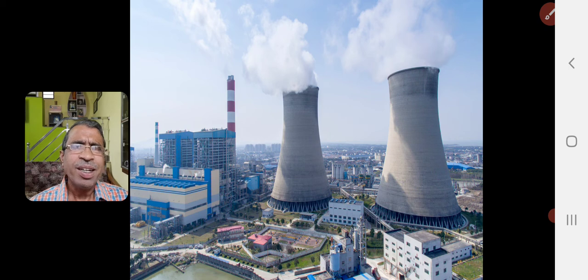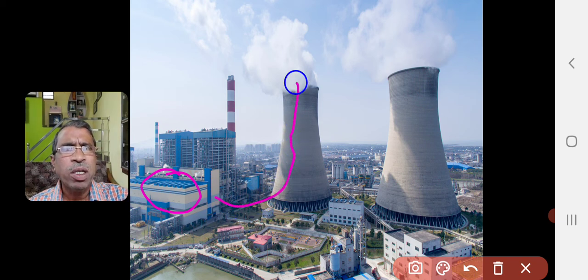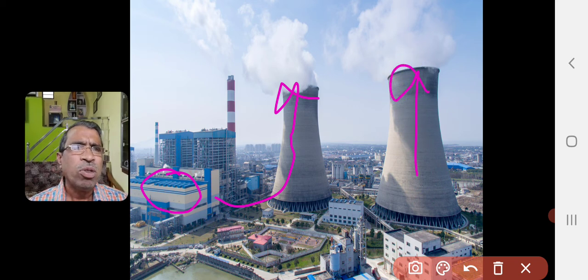Here I have shown a nuclear reactor. This is the nuclear reactor that is present in India. In this nuclear reactor, this is the reactor core. From the reactor core there is generation of electricity and excess steam is given out from here.